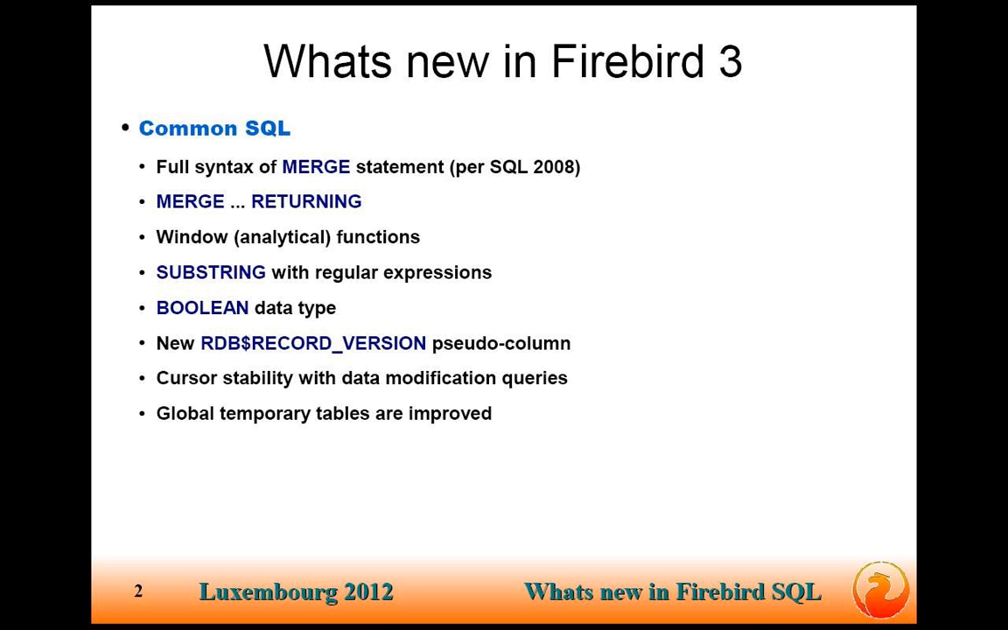Also from the standard we take the new feature for the substring function. Now the substring function can work with regular expressions. The new BOOLEAN data type, which was asked for by many people for some years, was finally implemented. A new pseudo-column for all relations was introduced. This column is RDB$RECORD_VERSION, and it shows the number of the transaction which last modified the version. Also, we addressed some issues with cursor stability in data modification queries.